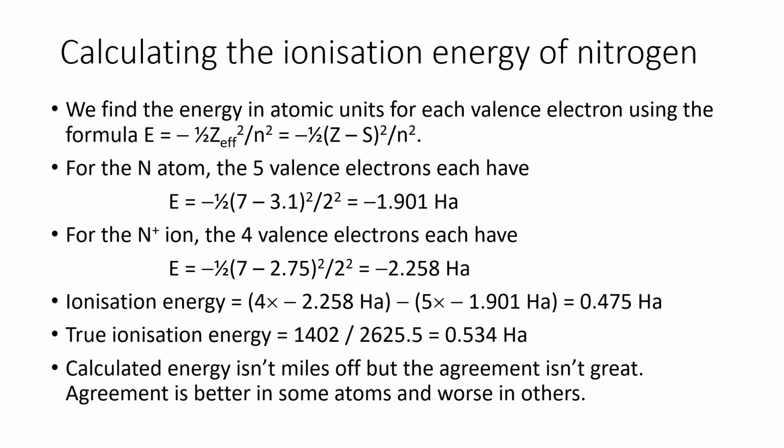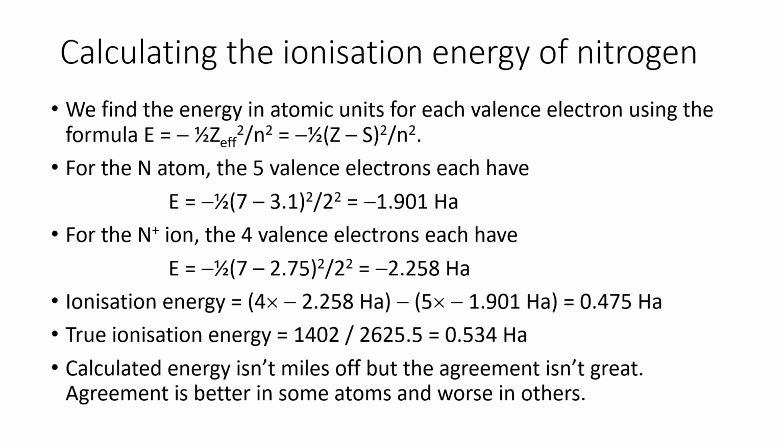If you think about it, the N plus ion is going to be at higher energy than the N atom, because we've had to put energy into the system to ionize it. Of course, ionization energies are always endothermic. The number is going to look smaller, but it's a smaller negative number, and a smaller negative number is ultimately larger than a bigger number that's negative. So we subtract the nitrogen atom energy from the N plus ion energy, and then we get this value, 0.475 Hartree.